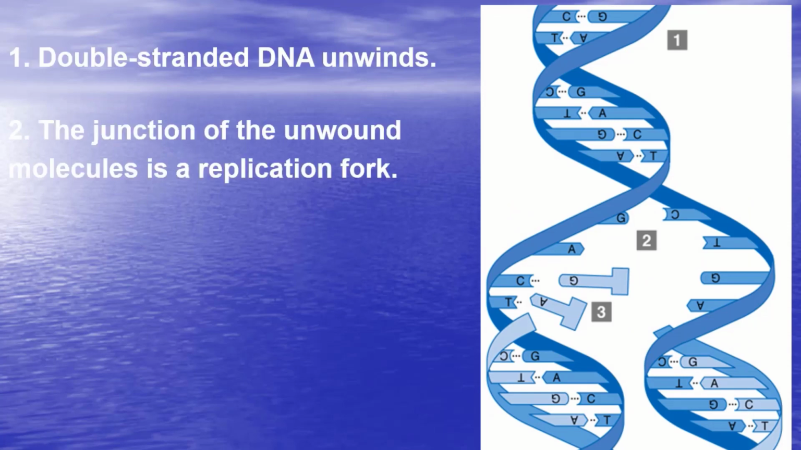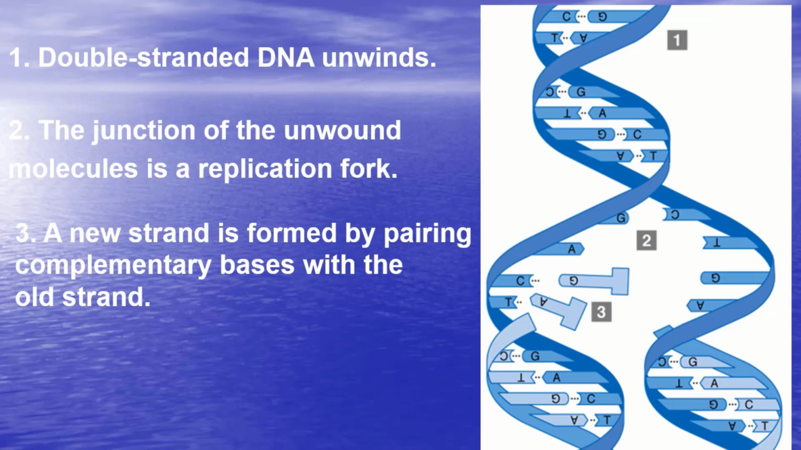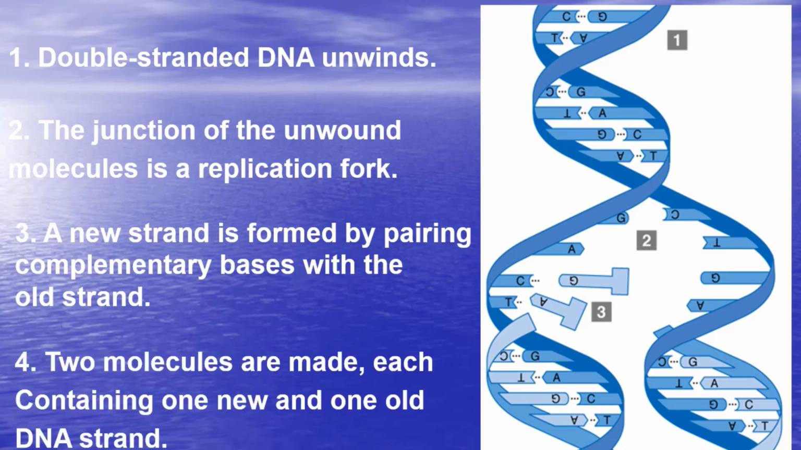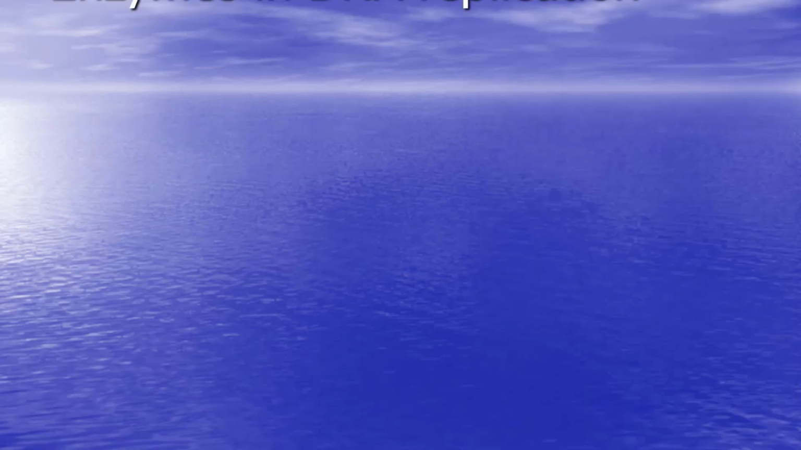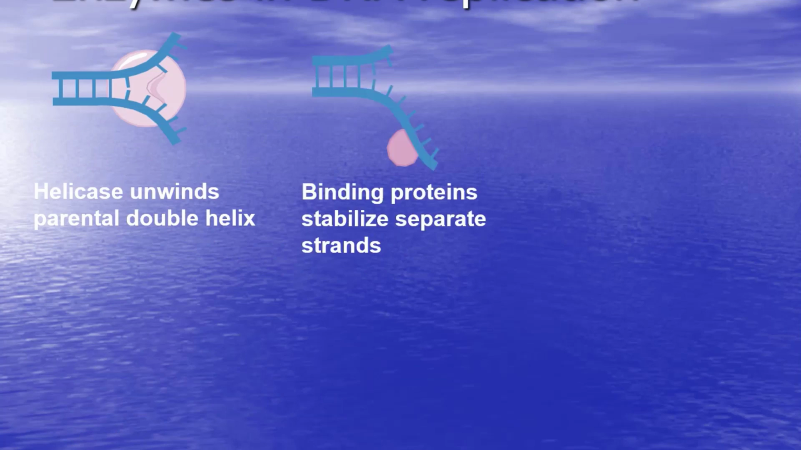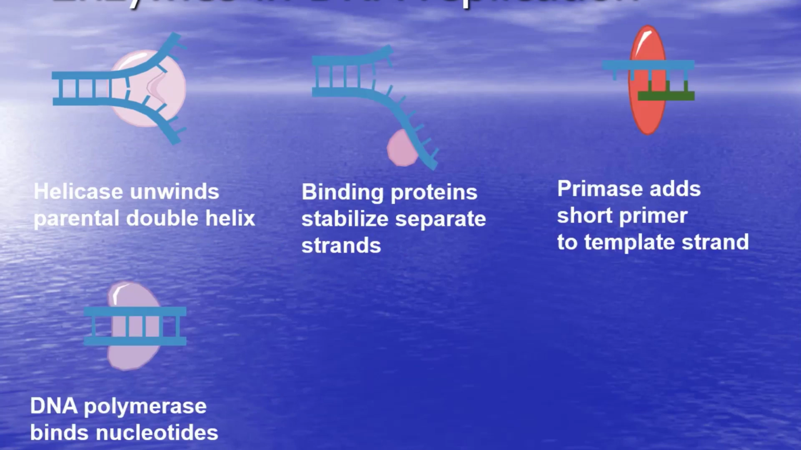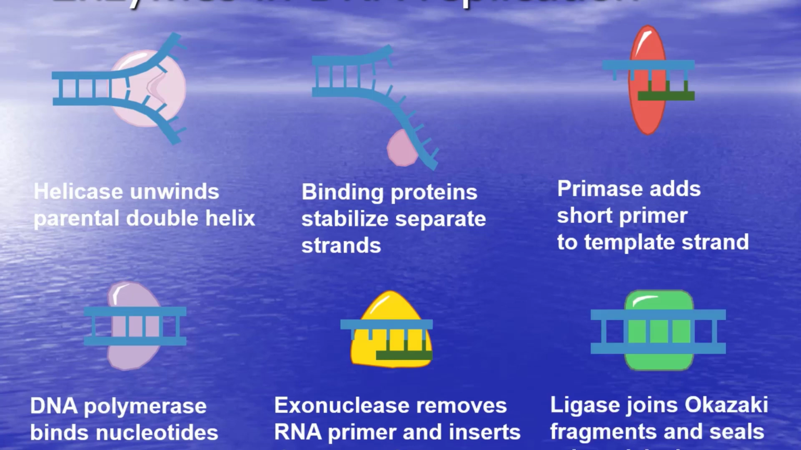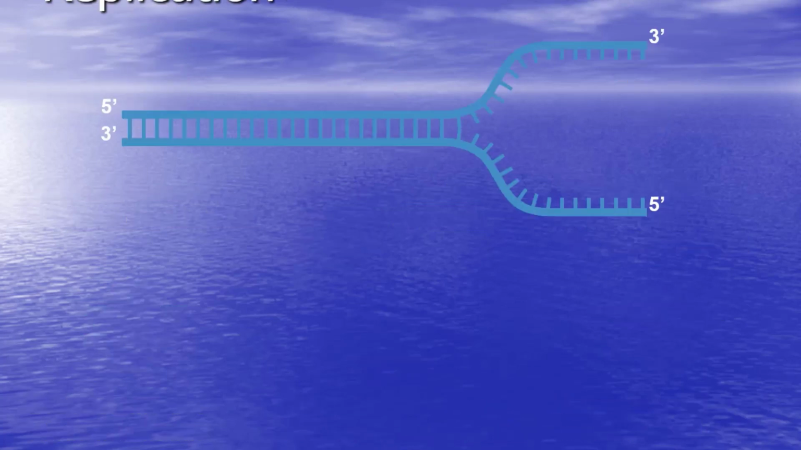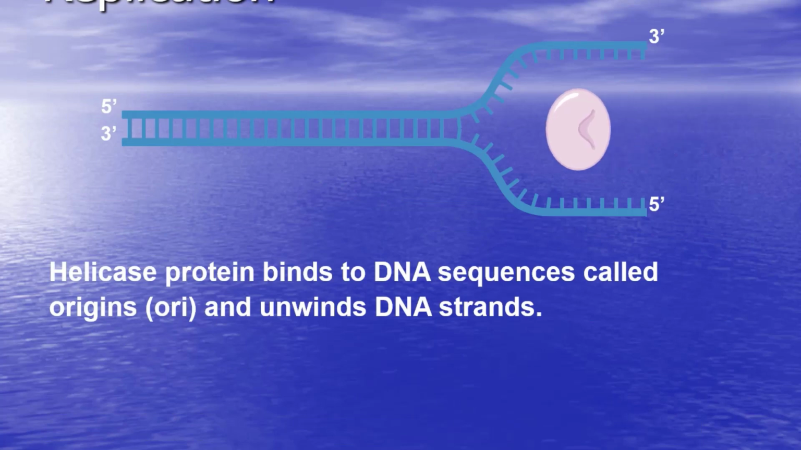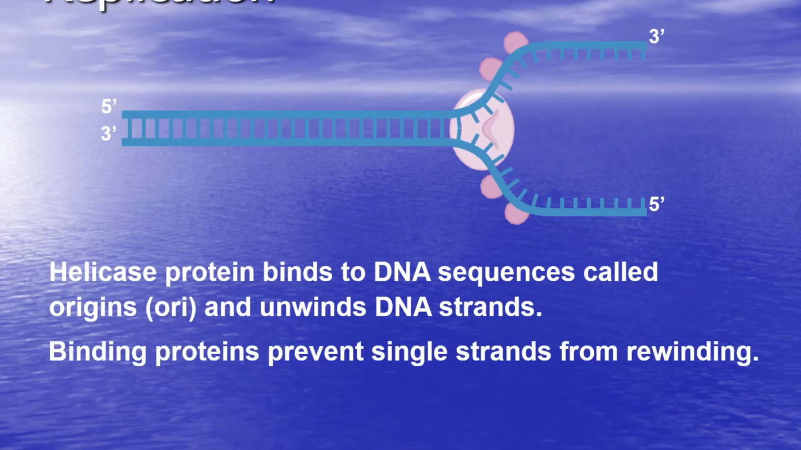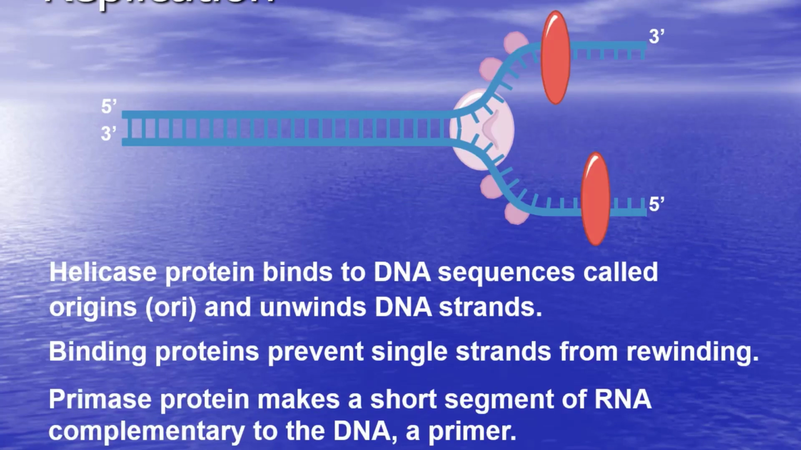Double-strand DNA unwinds. The junction of the unwound molecule is the replication fork. A new strand is formed. Helicase unwinds the parental strands. The enzyme primase adds a short primer. The steps: helicase binds to the DNA sequence. Single-strand binding protein prevents the single strands from rewinding.